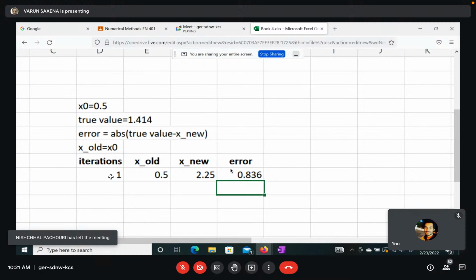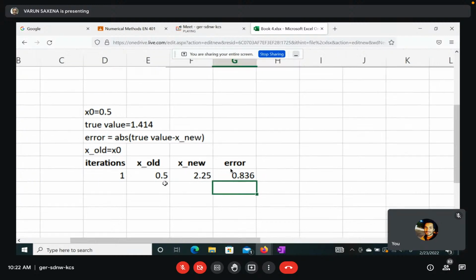Okay, so this is the first iteration, and the step remains the same. What we have done is that we first assigned this value x0 to x old. So that was step 1. Step 2 was we evaluated x new using the formula. And step 3 was we evaluated the error, which is the absolute value of true value minus x new. Right? Now, the error is very high. It's 0.83. That's certainly not going to make us sleep better.